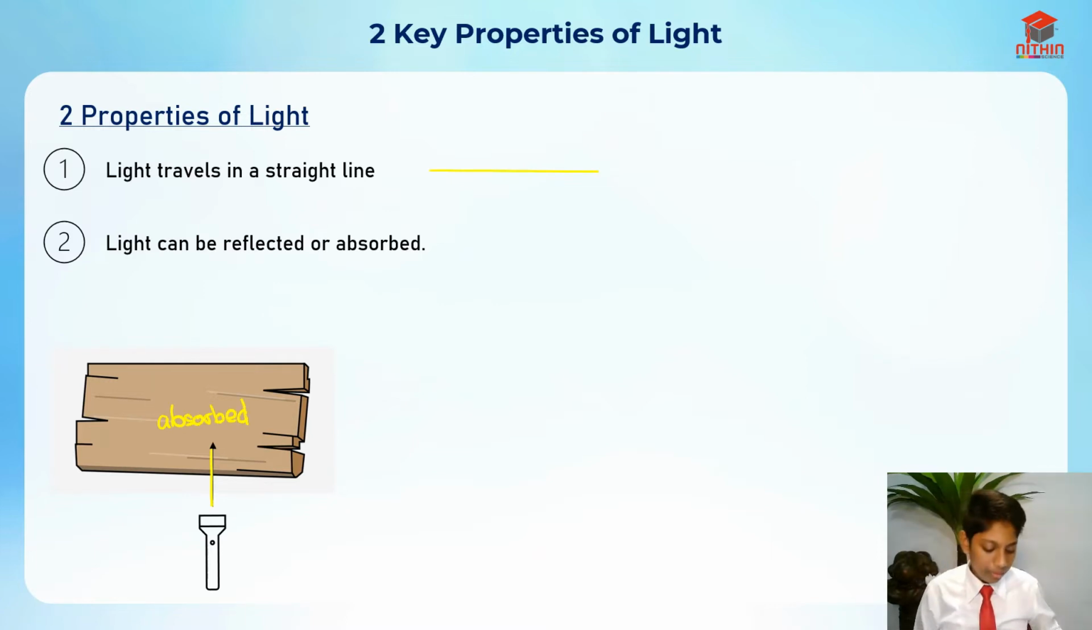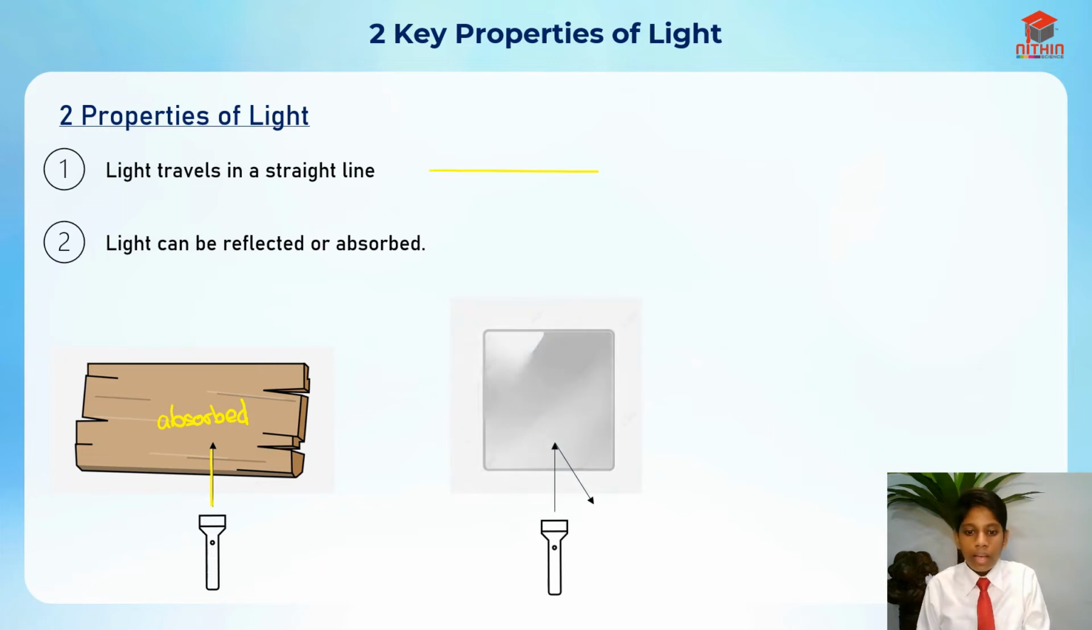by the wood. Next, light can be reflected. So the light reflects off the glass. I hope you understand that. Now let's move on.